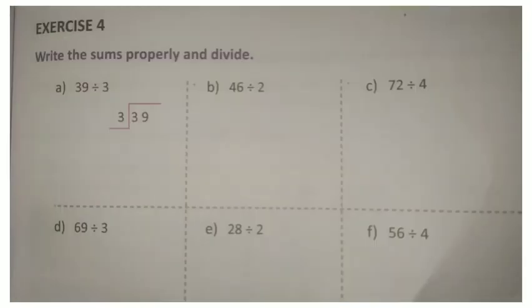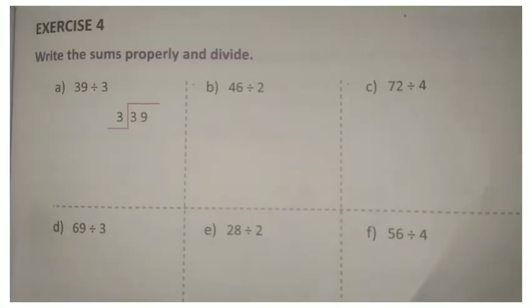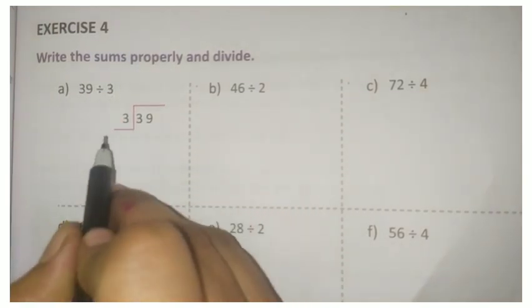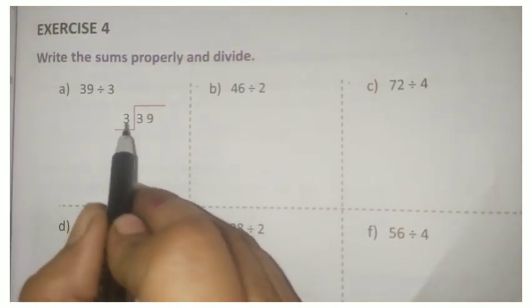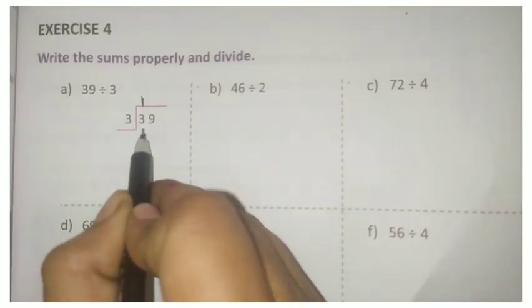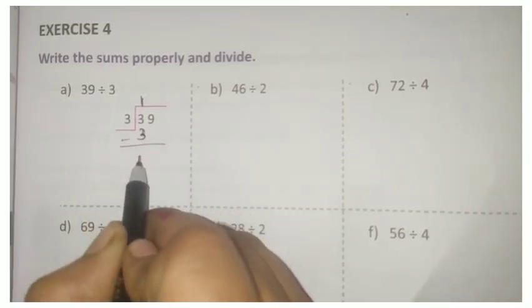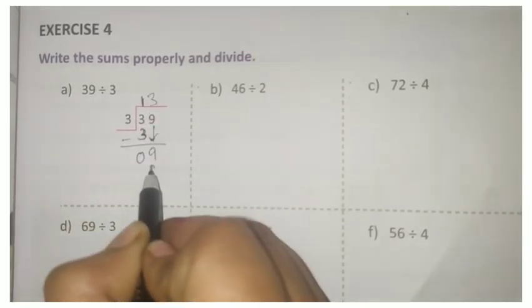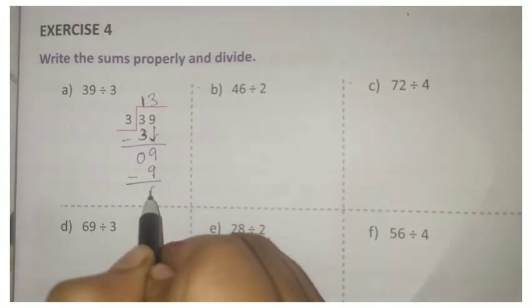Okay, look here children, this is textbook page number 153. Look here, some divisions are given. Look, 39 divided by 3. We have to use the 3 table to do this problem. 3 ones are 3. Okay, 3 minus 3 is 0. Now we'll take this 9 down. 3 3s are 9. 9 minus 9 is 0.